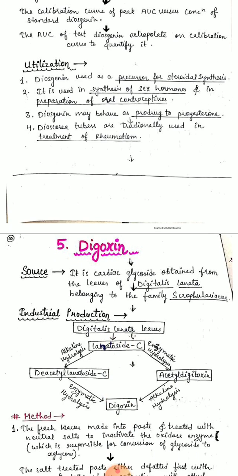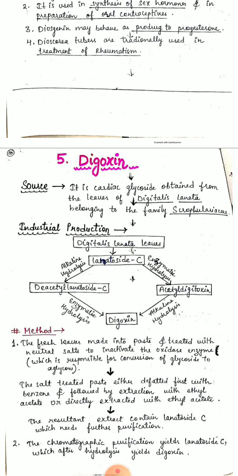Next drug in the series is Digoxin. It is a cardiac glycoside which is obtained from the leaf of Digitalis lanata belonging to the family Scrophulariaceae. For the industrial production we have two methods. First of all, from the leaf extract we take an extract of lanatoside C, and after that we can do two processes, vice versa.